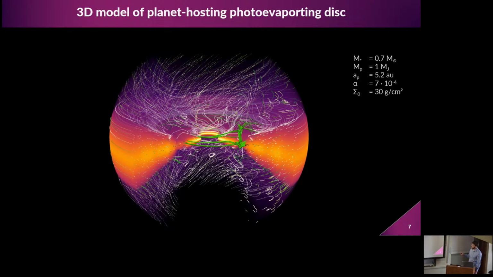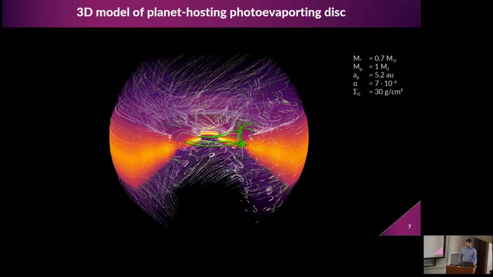We have a disk around a 0.7 solar mass star. We have a Jupiter-like planet in there. This is here. This opens up a gap. And these white lines are all streamlines in the wind. But I would like to draw your attention onto these green tubes. Those are streamlines traced back from within the planet's Hill sphere.